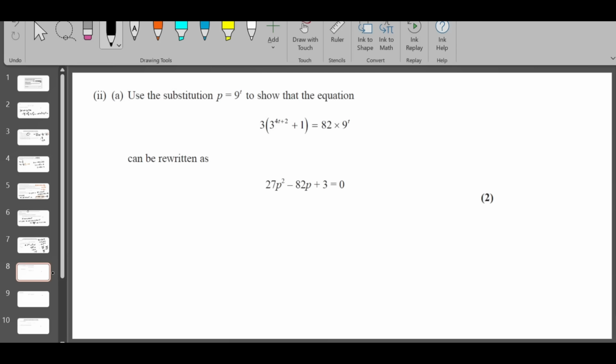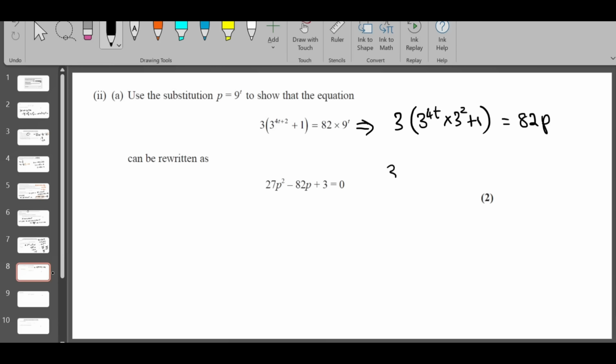Let's look at part B of the question, part i. Use substitution 9 power t to show that this equation can be written in this form. I think they asked a similar question in January 2023 and 24 also. We need to write everything as a power of 9, in terms of 9 power t. So 3 times 3 power 4t times 3 power 2, plus 1, I split it this way, is equal to 82 times, I can simply replace it with p. 9 power t is p, right?